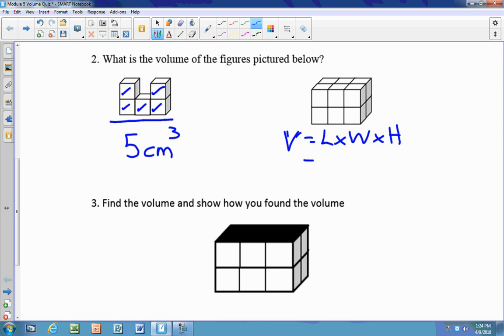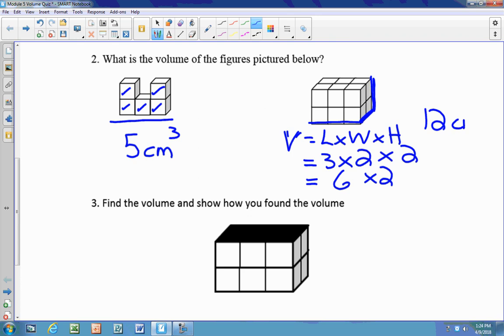We have our length right here, which is 3. And then we multiply it times our width, which goes back, which is 2. And our height, which is up and down, which is 2. And we end up with 6 times 2. And we have 12 centimeters cubed.